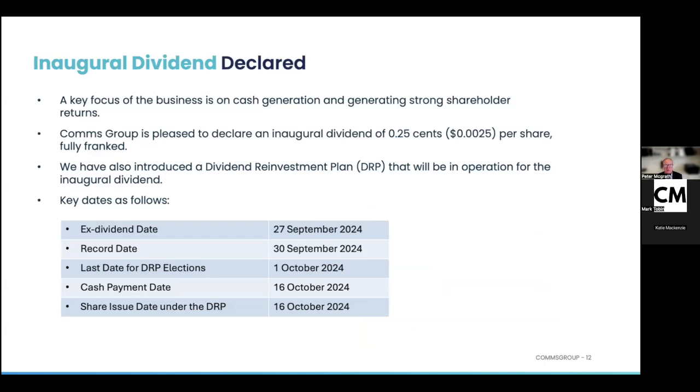And we've also introduced a dividend reinvestment plan that will be in operation for the inaugural dividend. That's currently being finalised, and shareholders should be receiving that notification. I think it went out in the last couple of days. Key dates as follows: ex-dividend 27 September, record date 30 September, and the dividend expected to be paid on the 16th of October.